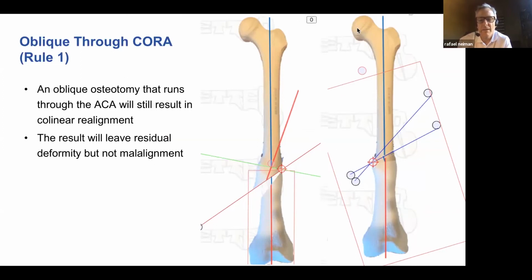And with that were some rules. And one of the adaptations of the rules is if you make your cut through the CORA and you spin it around that ACA through the CORA, then you're going to get collinear realignment. And that doesn't necessarily matter if you cut directly through the bisector like the green line, or if you have an oblique osteotomy. As long as it gets through the CORA, you're going to get collinear realignment. And we discussed some of the implications for that, including excising non-unions.